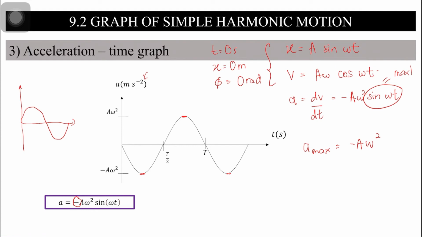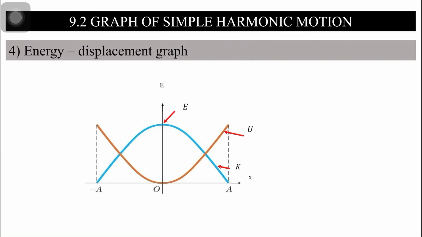Okay, so from the graph, likewise, you have to know the value for the period and also a omega square. If you are given all the values, it means that you can label all the values as well. Okay, that is the acceleration-time graph. The next graph is the energy and displacement graph.